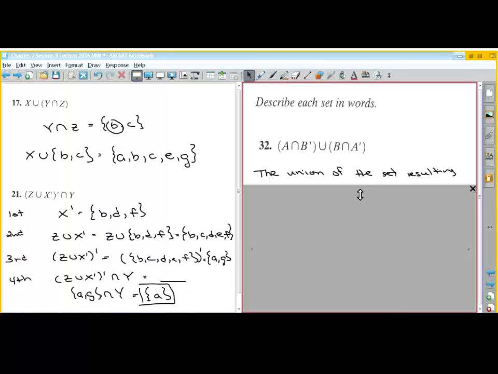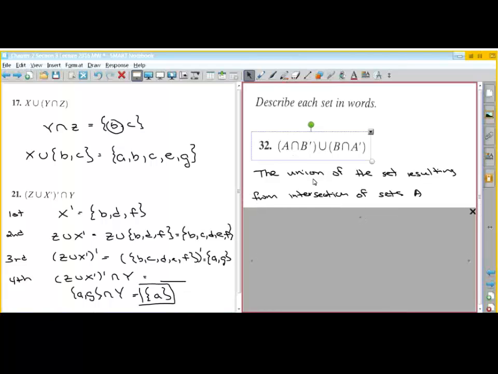If we knew what set A and set B were, we would normally take the complement of B and the complement of A. We'd have to do those first, but it wouldn't make sense to try to go that way. So we almost start from the last thing and then work our way in. So we would say the union, so I'm referring to this thing, of the set. So this is going to be a set, and this is going to be a set. So I'm going to say the set, which means this one because it's the first one, resulting from the intersection of sets A and the complement of set B. So that's what this says.